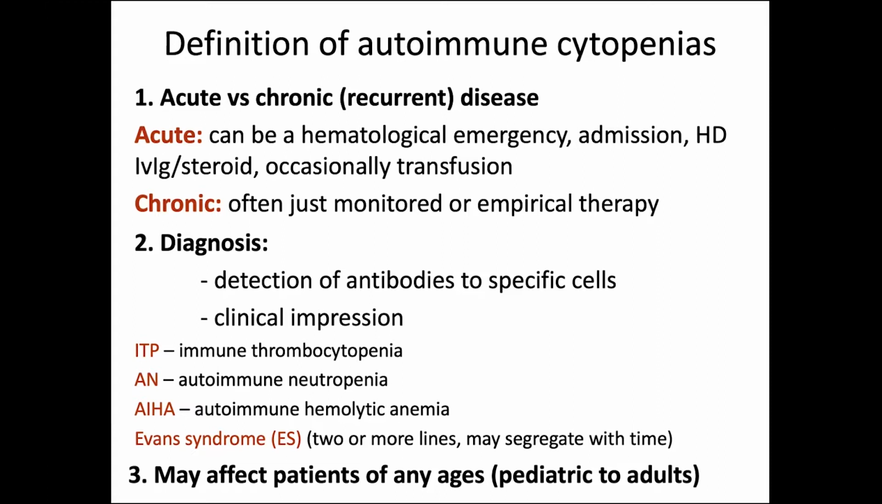Among the three separate entities of ITP, autoimmune neutropenia, and autoimmune hemolytic anemia, or AIHA, I want to emphasize a new term for you called Evans syndrome. In Evans syndrome, we have two or more lines of cytopenias, such as a combination of ITP with hemolytic anemia, or neutropenia with any of these entities. What is important is that these cytopenias may not come at the same time. We have followed patients who initially presented with ITP, but then developed an episode when autoimmune neutropenia was more predominant, and so on. So they can segregate with time.